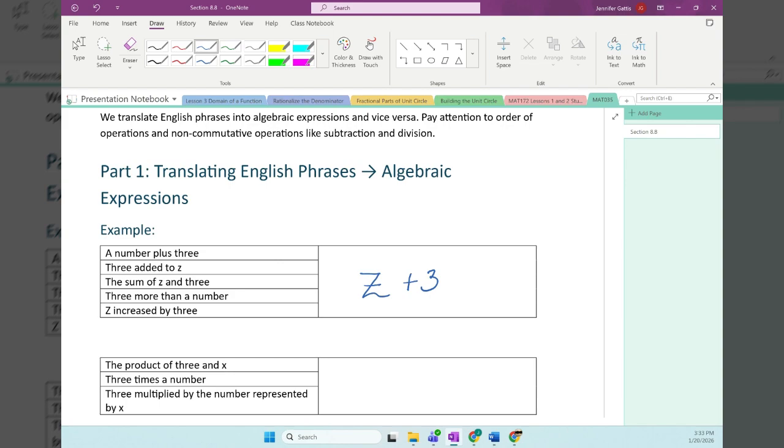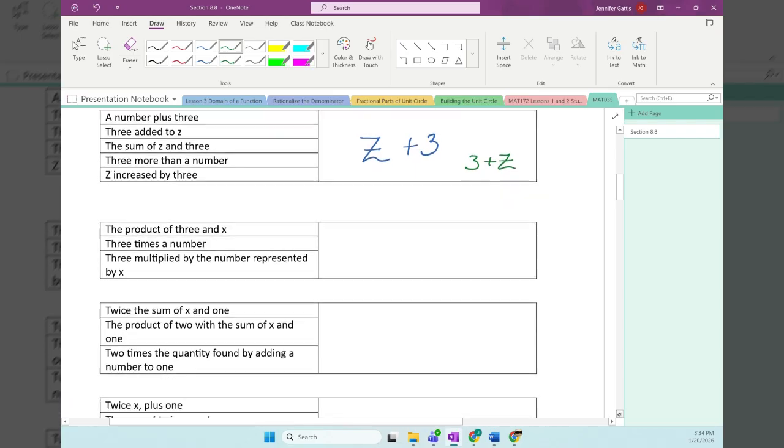Now, here's my next question. Could we write that as 3 plus z? So, addition is commutative, which means that we can write this in either direction. So this could be written as 3 plus z. Let's look at our next one.